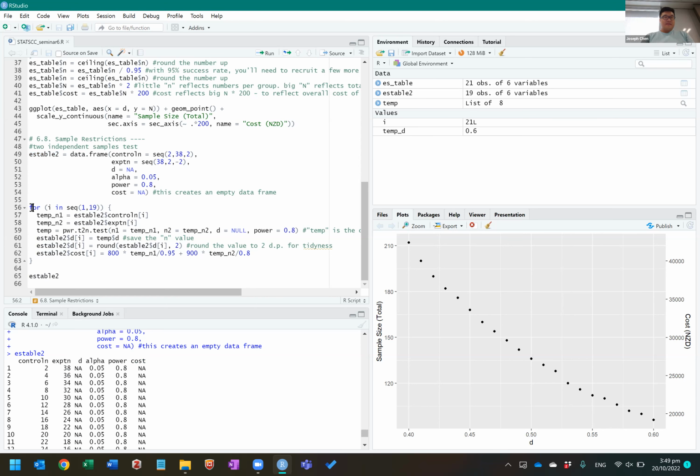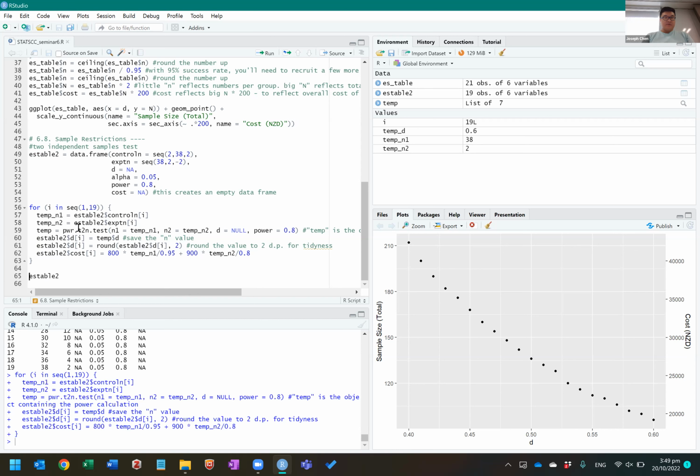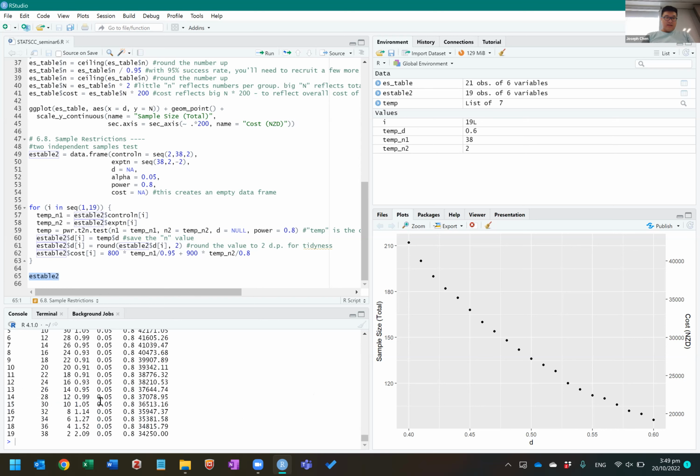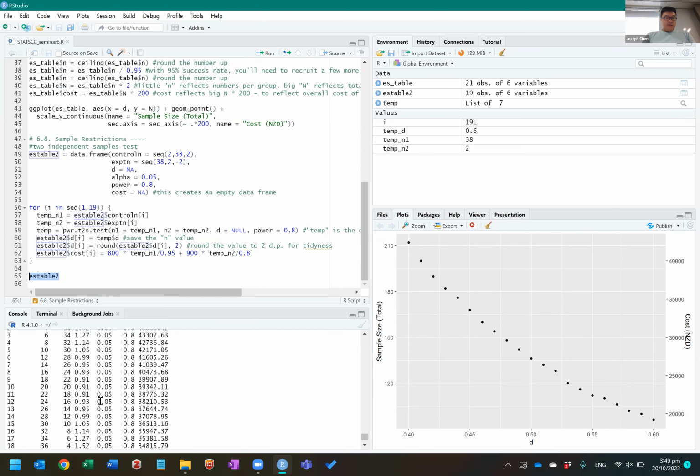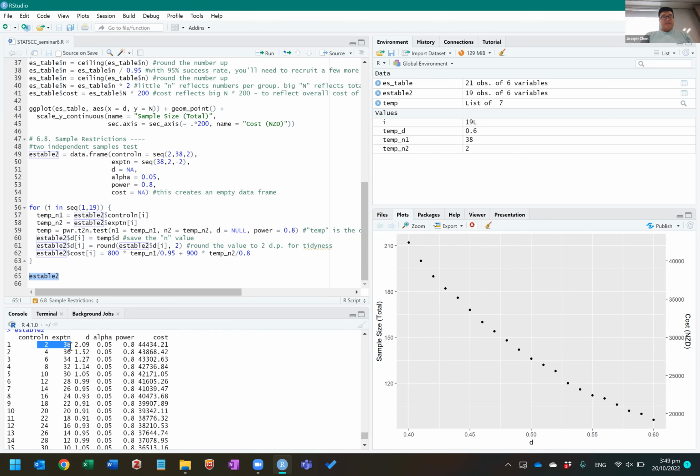And so if you run this for loop, which you can read in more detail, essentially we create a table which looks like this, and then you can see the balance of participants in each group, followed by the minimum effect size you can detect. So if you had an awful experimental design of control N is 2 and experimental N was 38, the minimum effect size you could detect was only 2.09, which is pretty big, so it's not a good experimental design. And that would still cost you like 44,000, which is quite a lot.